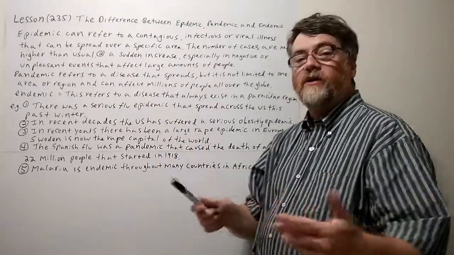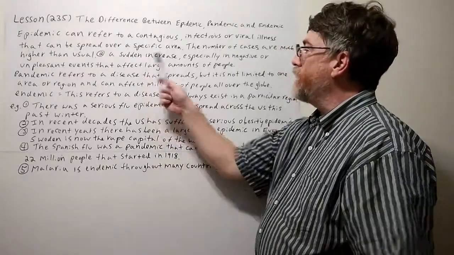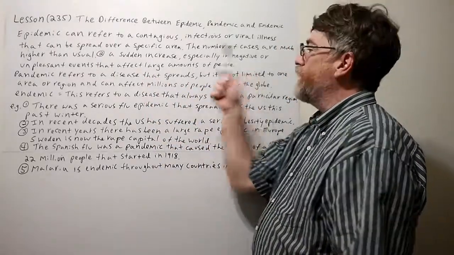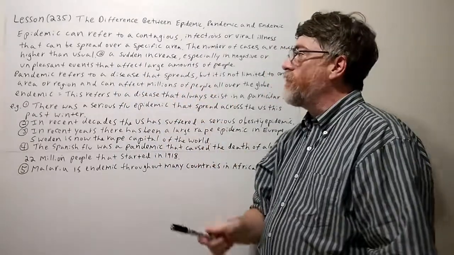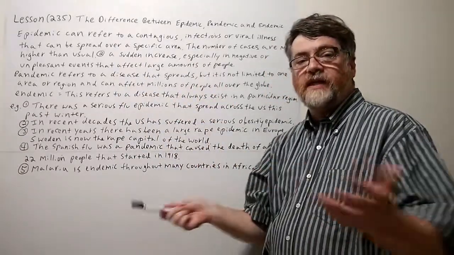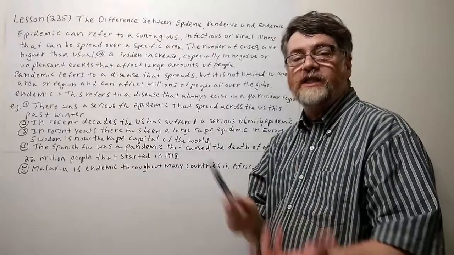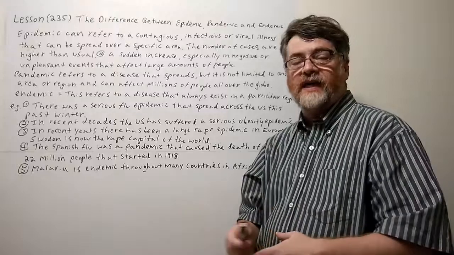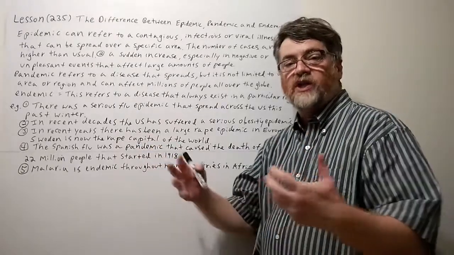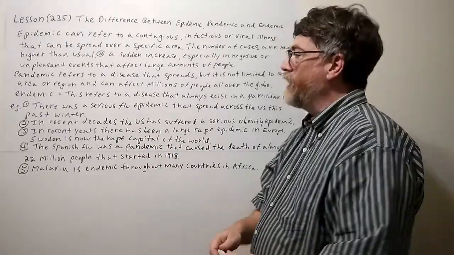Now epidemic can also have a second use: a sudden increase, especially in negative or unpleasant events that affect large amounts of people. So an epidemic could be something that doesn't have anything to do with a disease, or not specifically a disease. It just has to be a negative event that has suddenly increased on a much larger scale than usual.